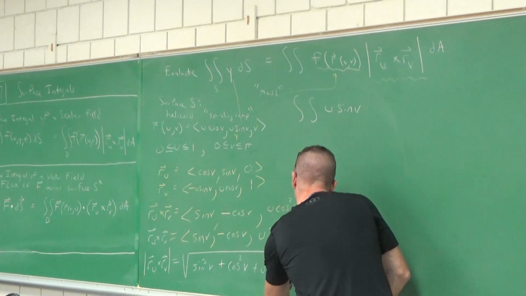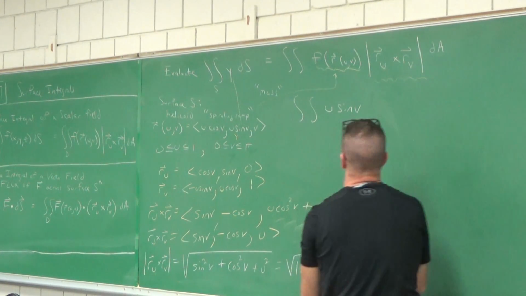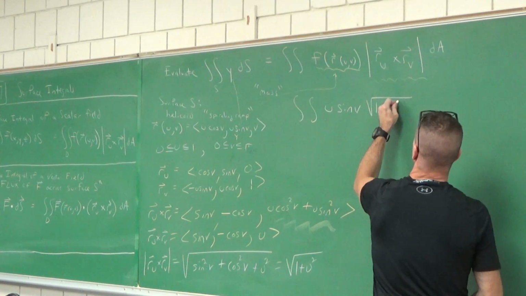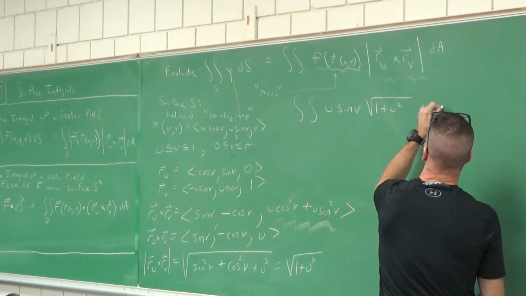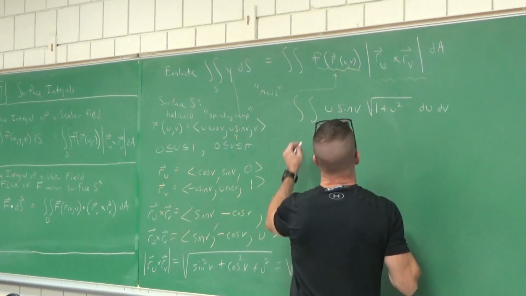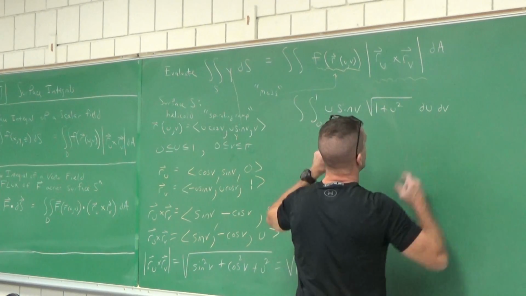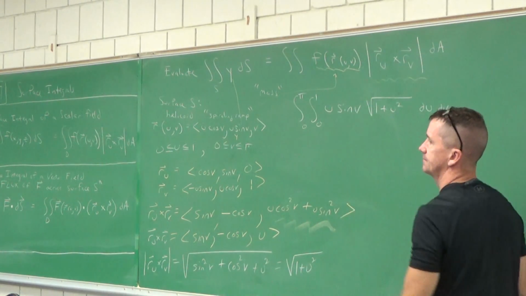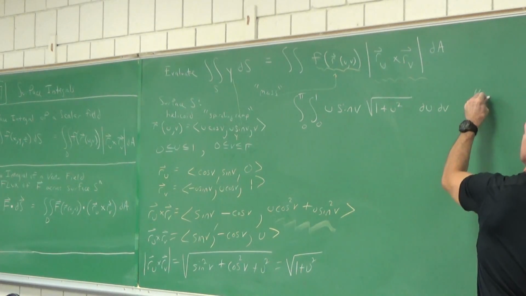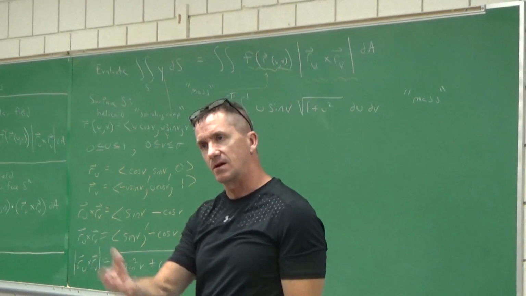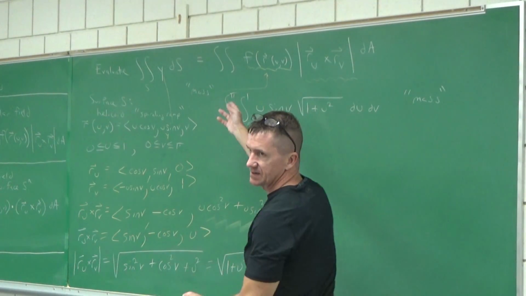1 plus u squared. So that's going right here. Ta-da. Then du dv. My limits, they give them to me. U goes from 0 to 1. The v goes from 0 to 5. This will give me the mass once we evaluate it. That'll give me the mass, actually, if this was the density.